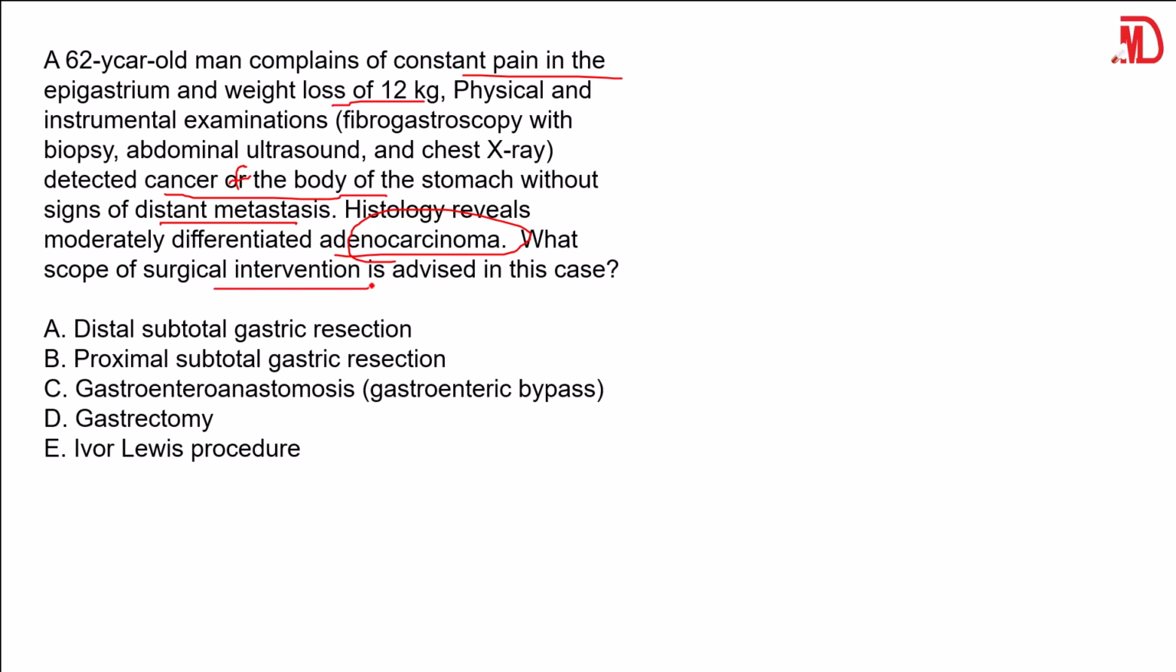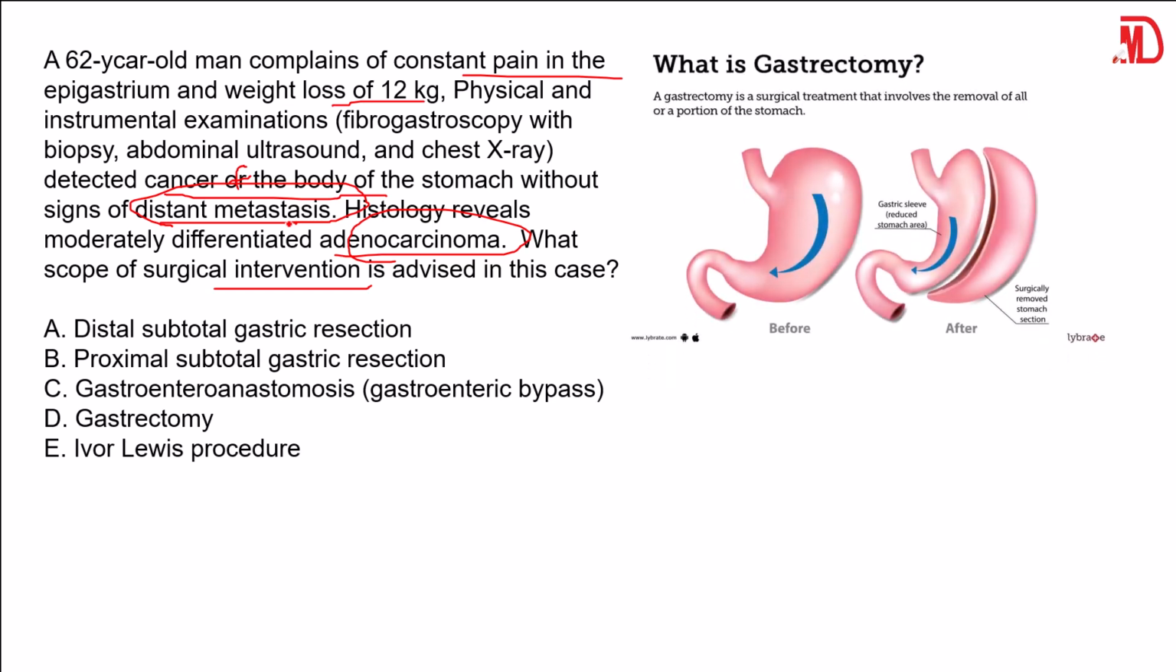So now we've confirmed that there is cancer. So it's a cancer, what do you do? Luckily for us, there is no metastasis, so you can easily remove it. We're going to talk about gastrectomy, a surgical treatment that involves the removal of all or a portion of the stomach.